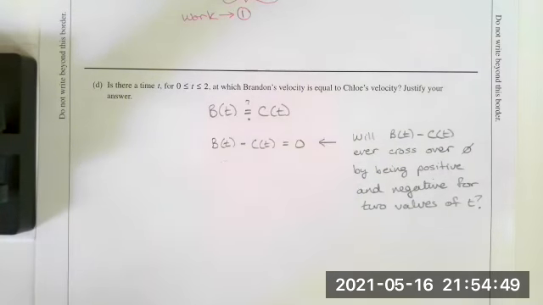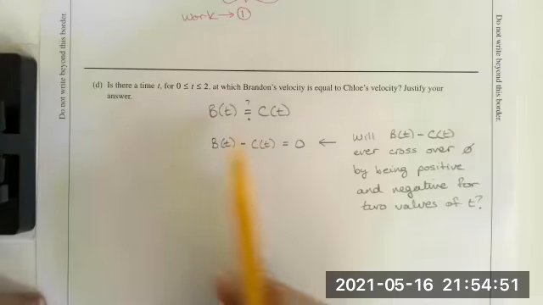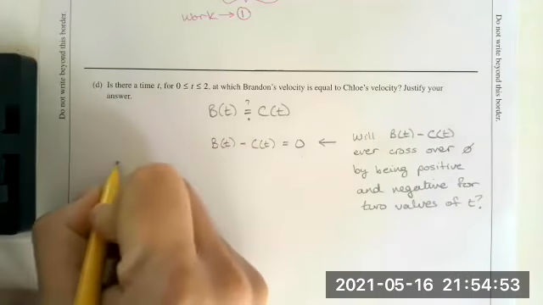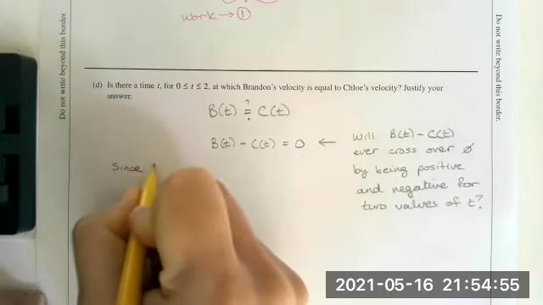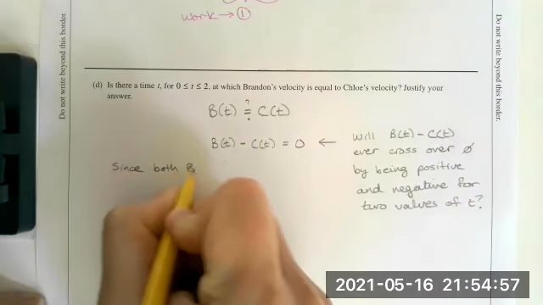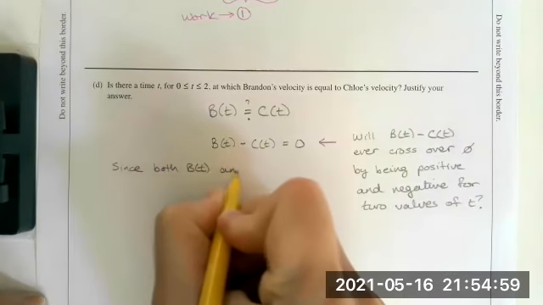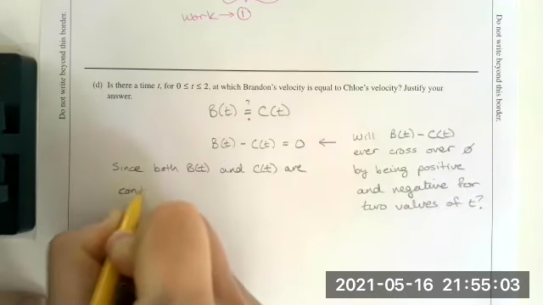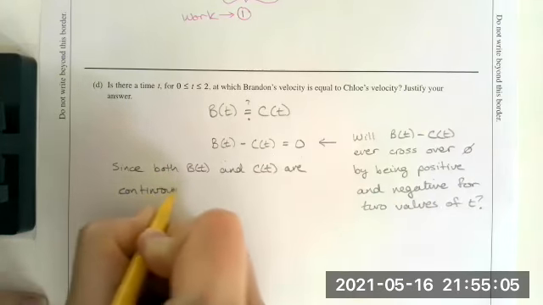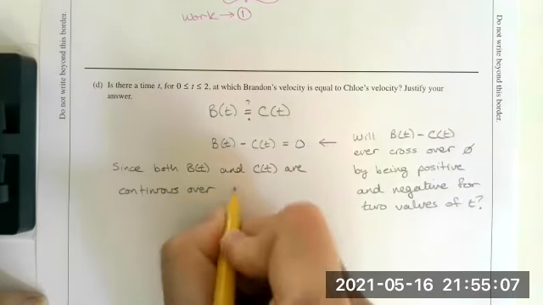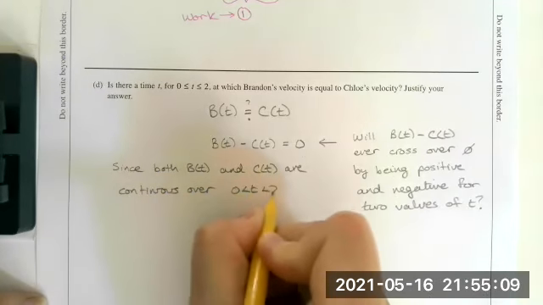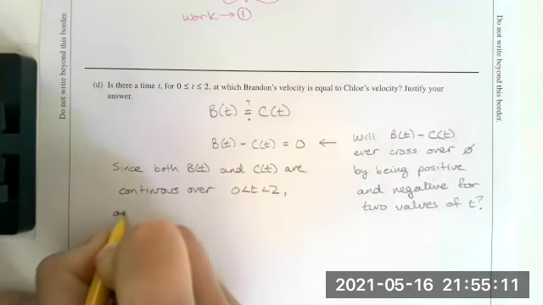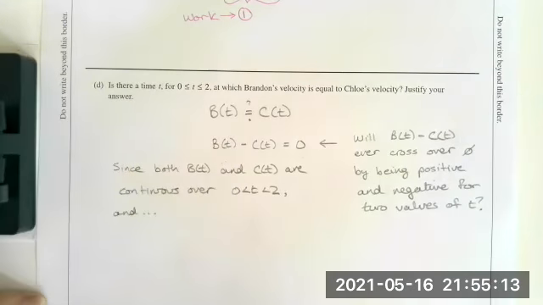intermediate value theorem. Well, since both of these functions are continuous, since both B of t and C of t are continuous over 0 to 2, and so I'm going to start showing some work here, because that is where I'm going to actually do the math.